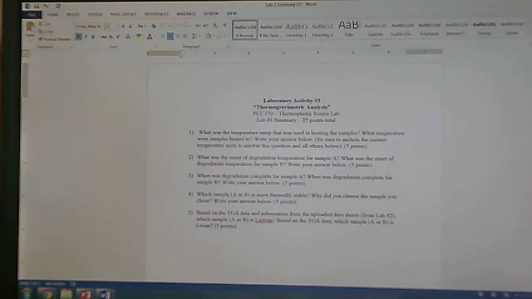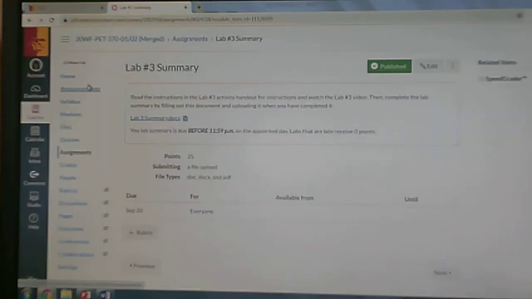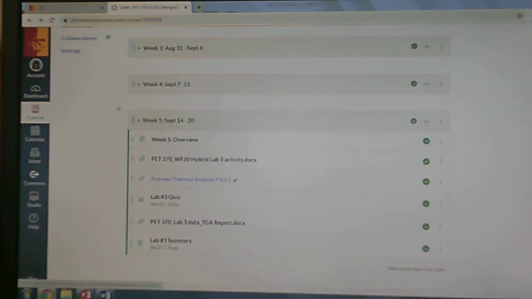So once again, 25 points, 5 points per question. And again, this is all found in this week's module.